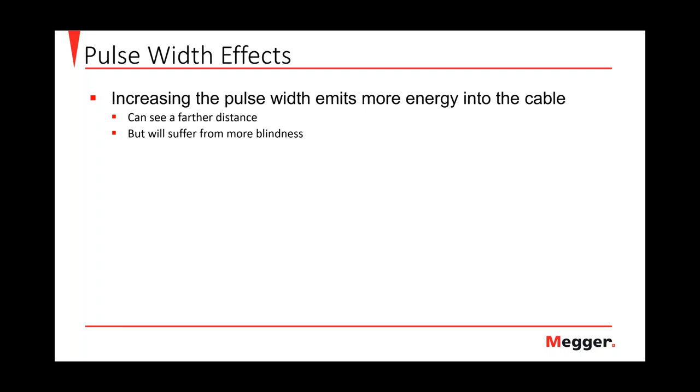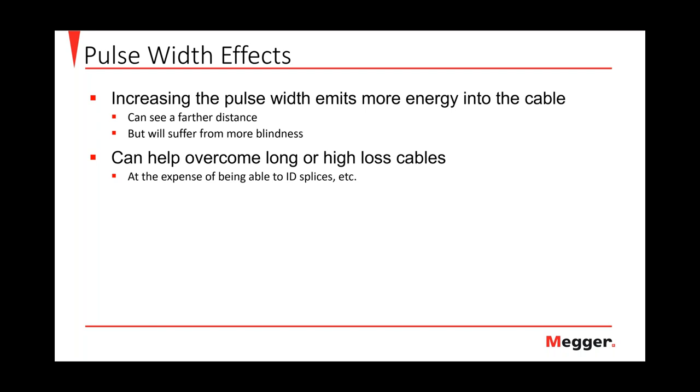So why would we want to use it if we can see closer things with the shorter pulse width? Well, the wider pulse width, the longer it's held, the more energy it has, and the further away it can see. But as I said, it's going to suffer from more blindness, especially in the beginning. This becomes important to help overcome long cables or high loss cables. If I've got 10 kilometers of cable, I'm going to have to use a larger pulse width most likely. Or if I have a cable that has a lot of splices or transformers in it, I might have a bunch of losses that I'm going to need to overcome. The pulse width can help overcome some of those losses.